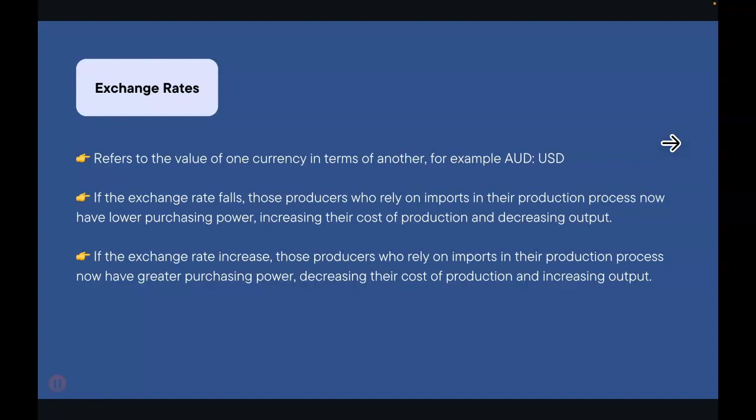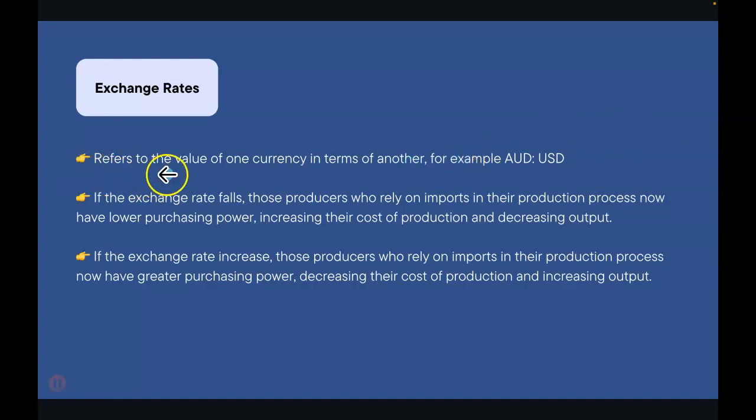You're an Australian producer and you need to buy something from China to go into your production process. Because the Aussie dollar has appreciated, your purchasing power increases, which means now the cost of you buying that thing from China is relatively cheaper. And so if it's cheaper, that represents a decrease in the cost of production. And as we know, that leads to an increase in aggregate supply and leads to an increase in output, okay?